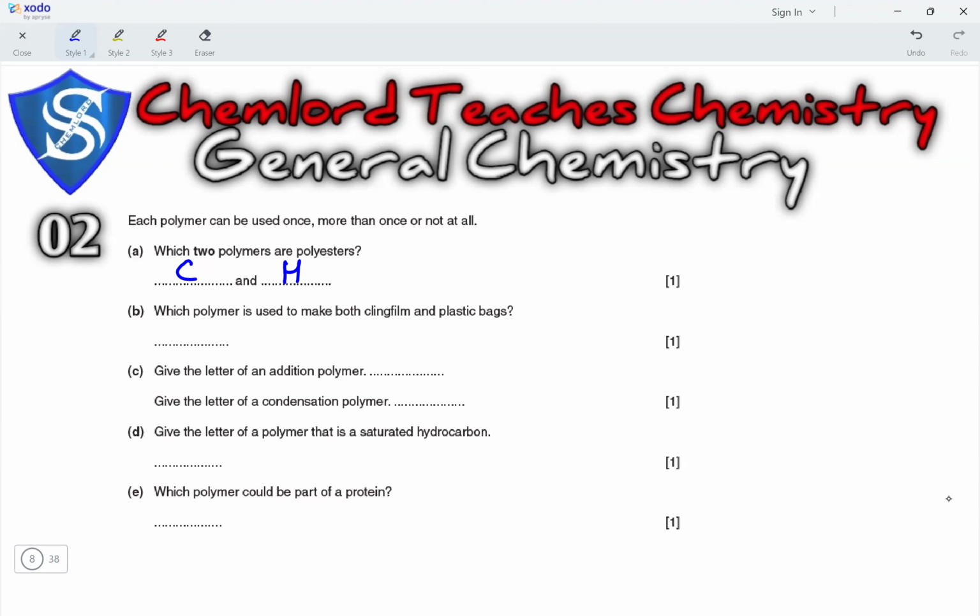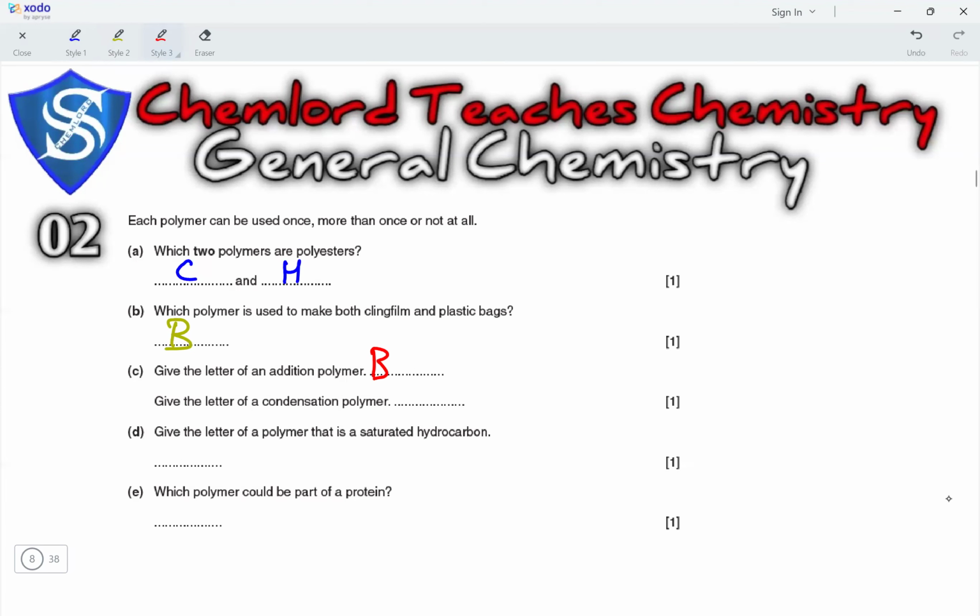Which polymer is used to make both cling film and plastic bags? So plastic bags and cling film would mean that we would need polyethylene, because cling film is polyethylene. And the polymer that was polyethylene was the one that was labeled polymer B. Give the letter of an addition polymer. So polymer B is an addition polymer.